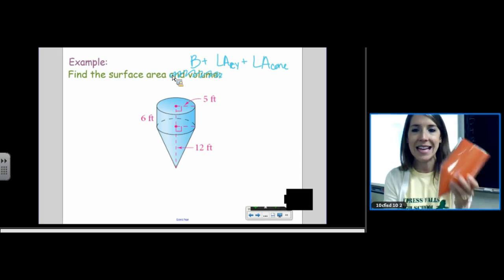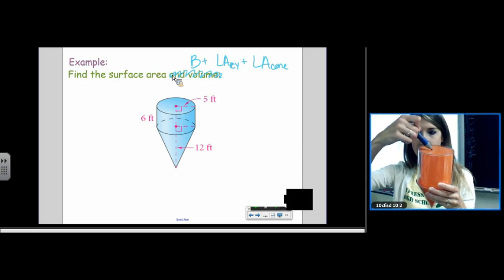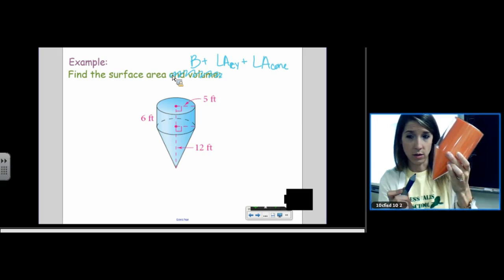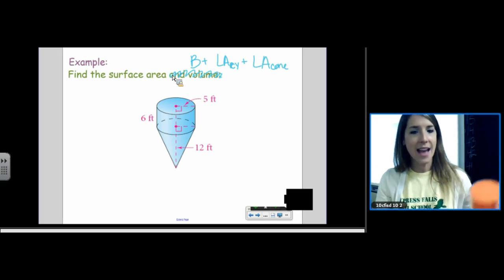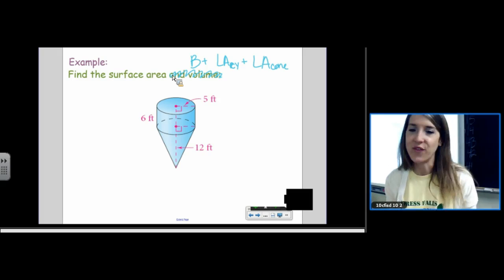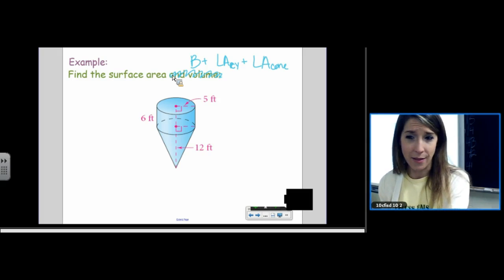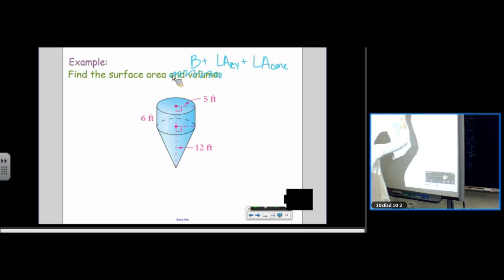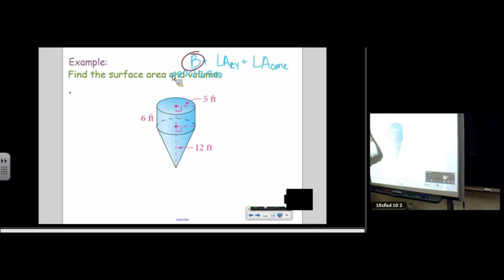So we have 3 things to calculate. We have B, we have LA of a cylinder, and we have LA of a cone. See how we're breaking it down into different pieces and not just finding total surface area and adding them together? Very important. All right, let's start with B, one piece at a time. Area of the base, pi r squared, 25 pi.